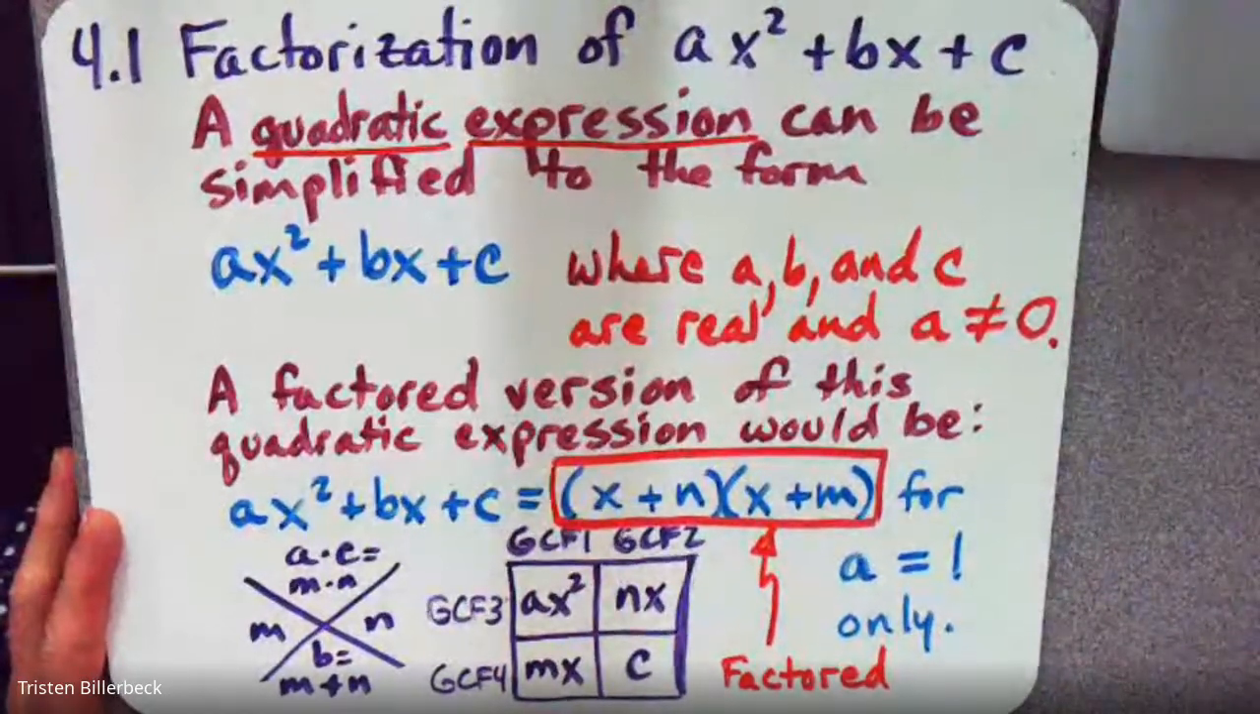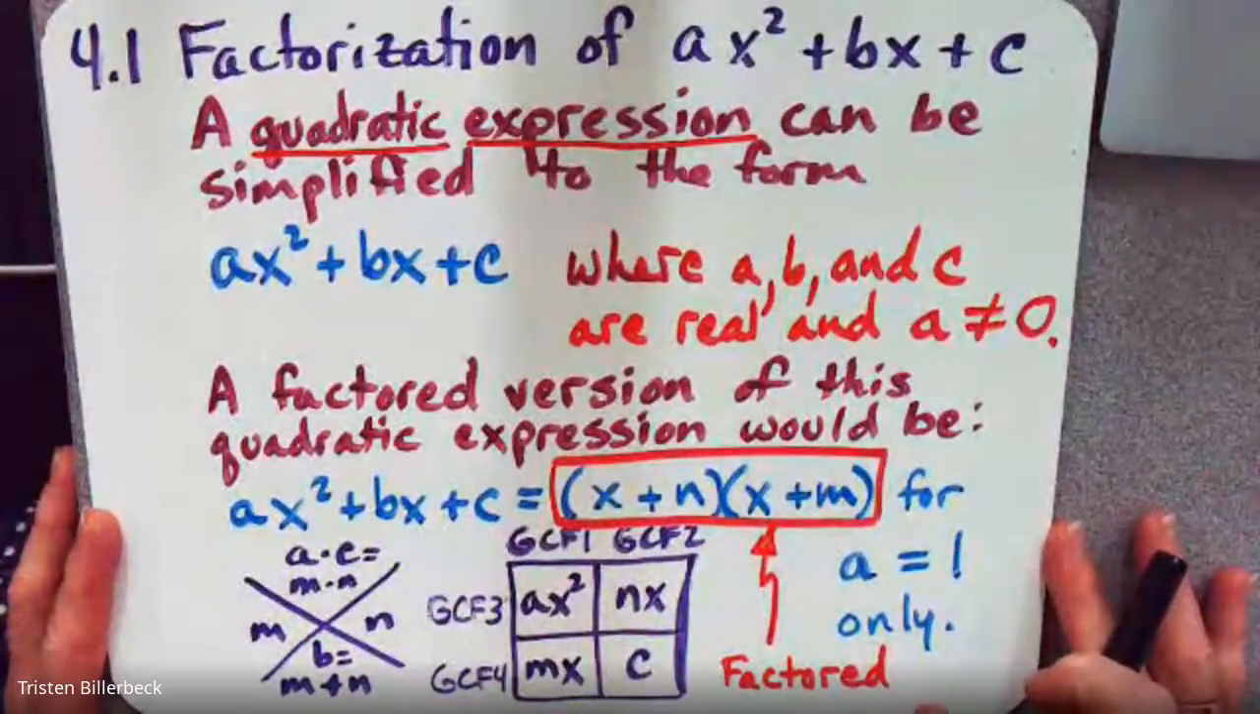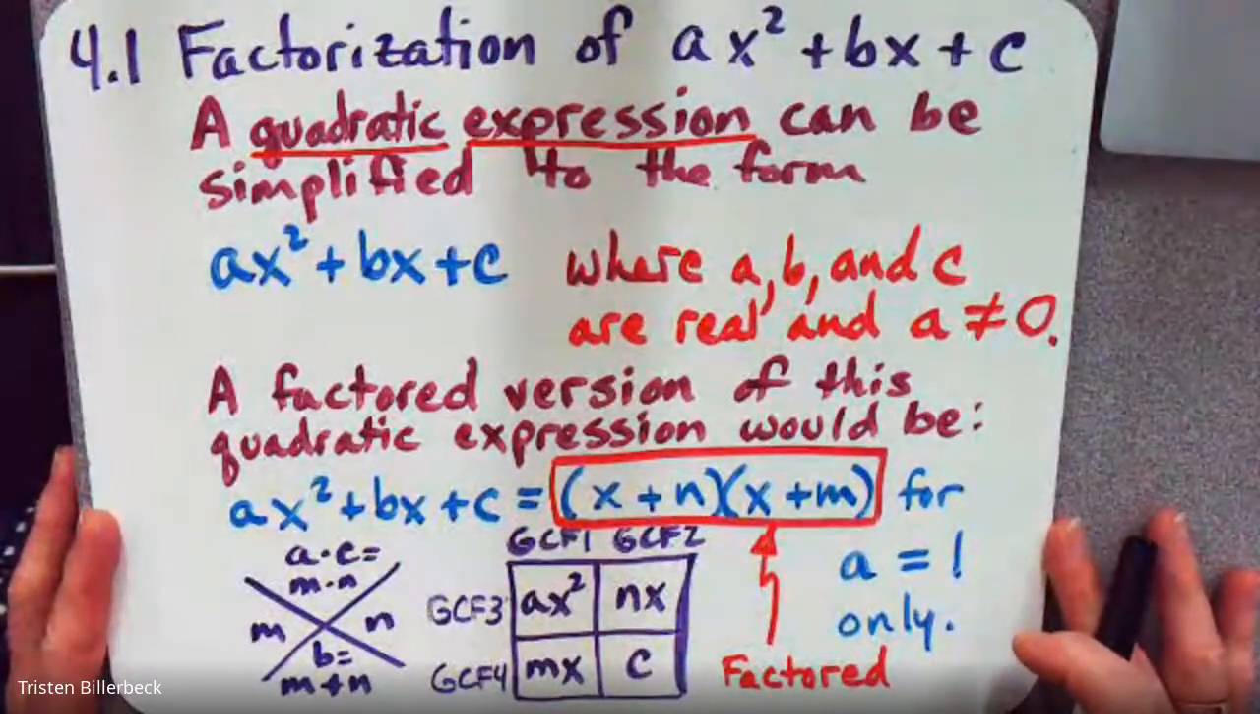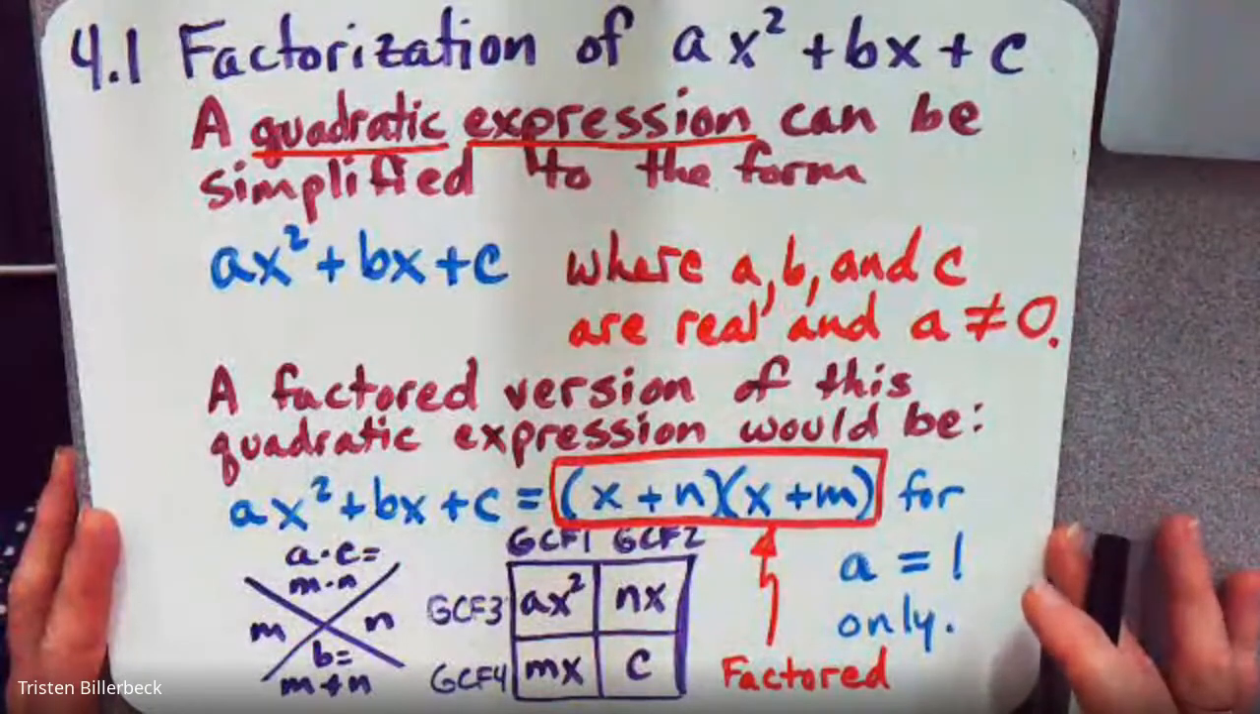Good morning, this is Ms. Billerbeck, and we're going to talk about 4.1 factorization of ax squared plus bx plus c.